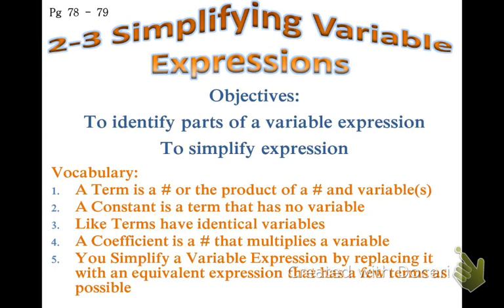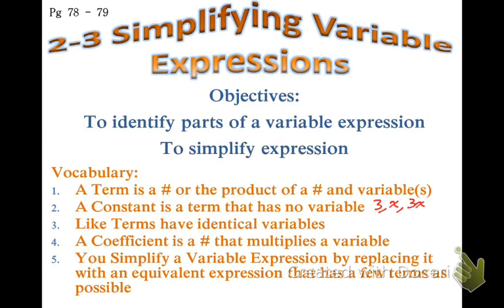Some vocabulary you need to know: a term is a number or the product of a number and variables. So a term could be like 3. That's just a number. X, or you can put them together and make it 3x. Those are all terms. A constant is a term that has no variable. So 3 would be my constant.